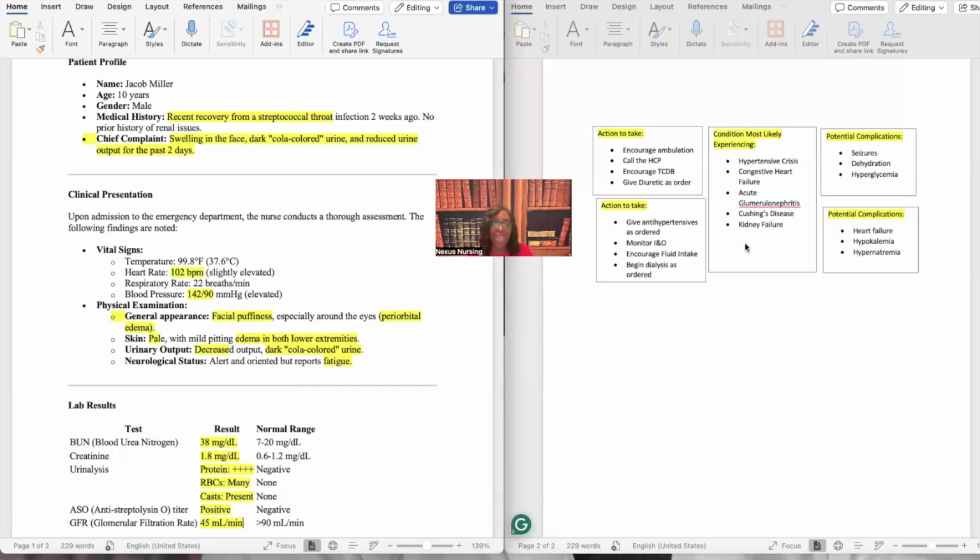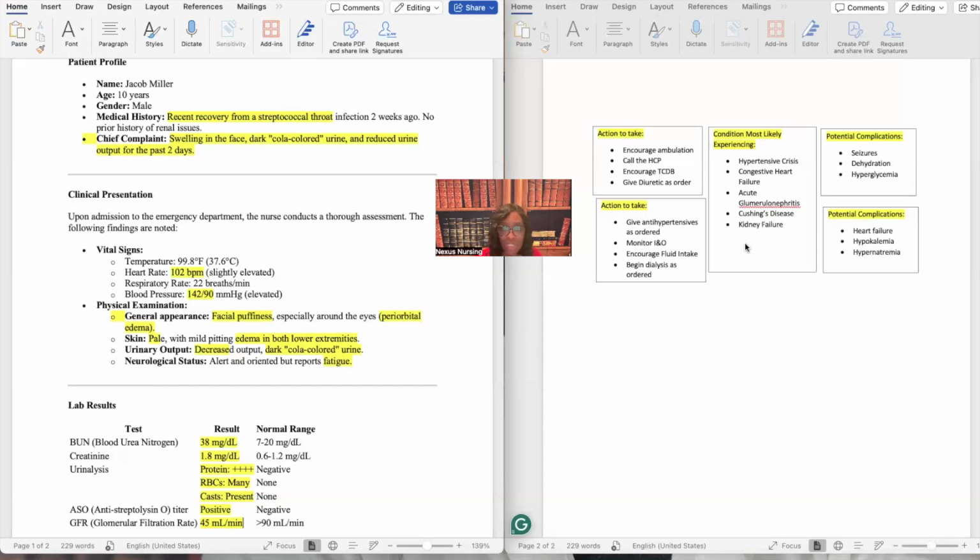We have a patient that has come in. They just had a recent strep infection about 2 weeks ago. They're now having swelling in the face, dark cola-colored urine output for the past 2 days. We're seeing all these signs and symptoms. We've got to let the healthcare provider know, because we're going to want orders, guys.